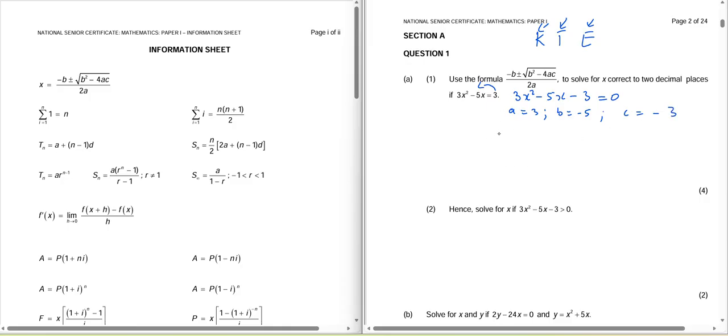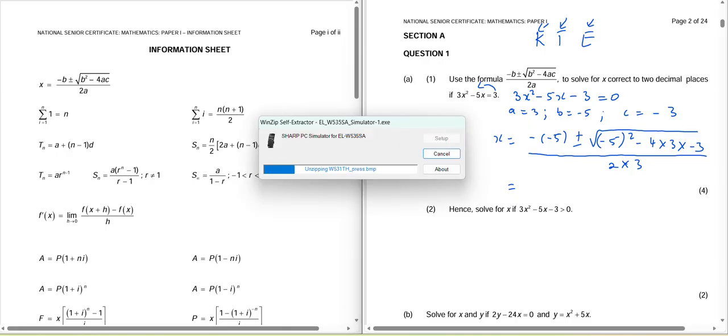And then implementing the formula, we're going to say x is equal to minus b, which is minus 5, plus or minus the square root of b squared, which is minus 5 squared, minus 4 times a, which is 3, times c, which is minus 3, everything over 2a, which is 2 times 3, and then x is equal to what? So let's bring the calculator and let's solve the problem.